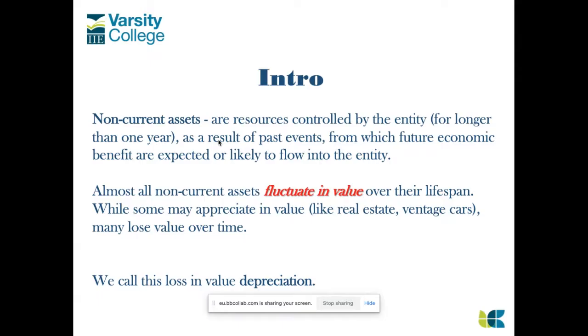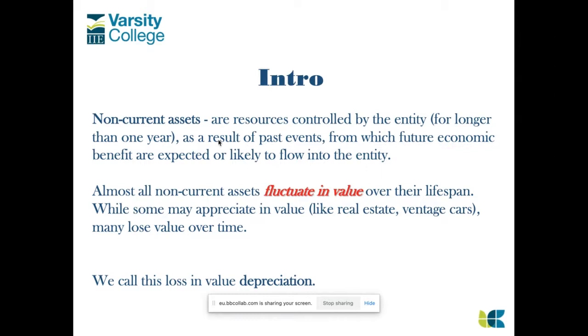Okay. All right. So non-current assets are resources controlled by the entity for longer than a year. This we know. As a result of past events, okay? We had to obviously make some deals in order to acquire these or have control of these non-current assets. All right. Now, we know that the pivotal characteristic of an asset is that it's going to give us a future economic benefit at some point in time in the future. Okay. So that's what these non-current assets are all about.